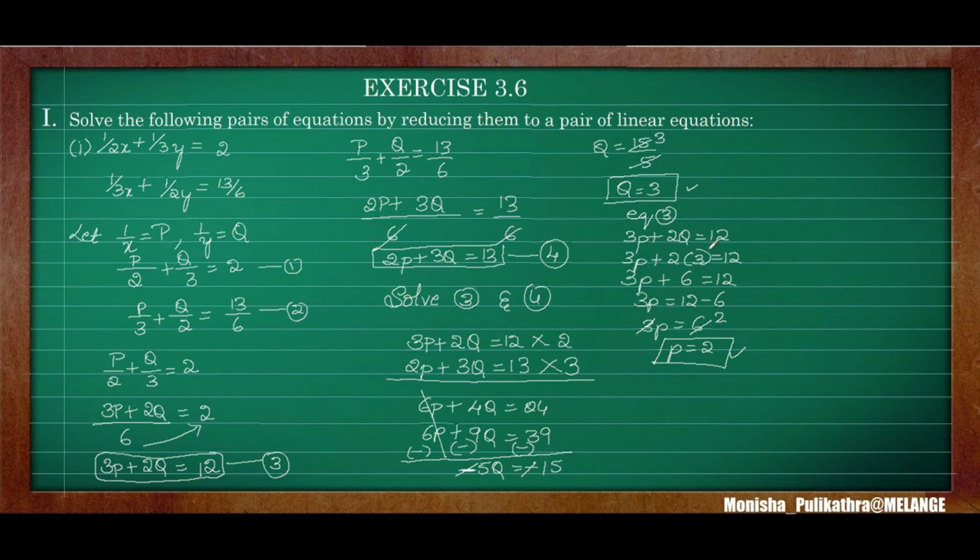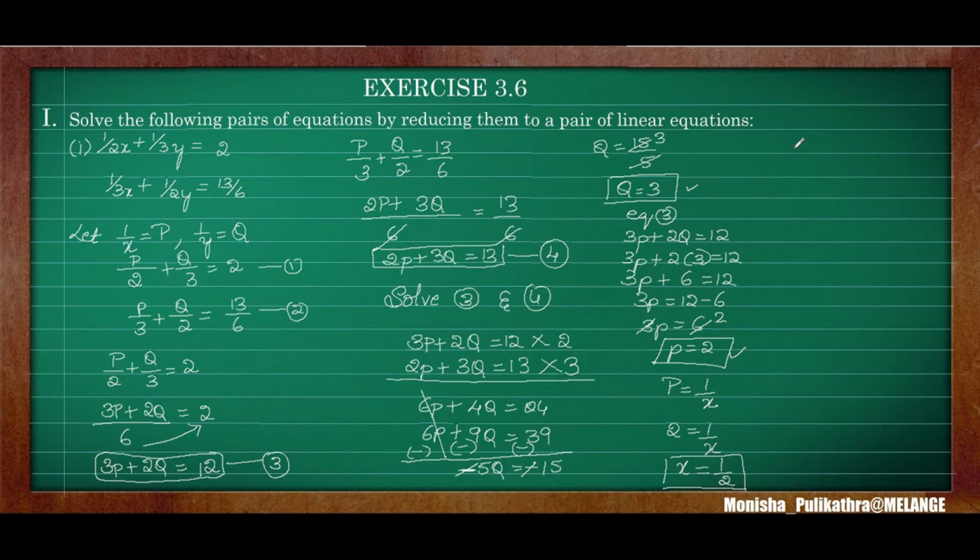But this is not the value we need to find out. We need to find out the value for x and y. So we know that p has been substituted for the value 1 by x. Okay. So p is equal to 1 by x, whereas the p value is 2. So 2 is equal to 1 by x. If 1 by x is equal to 2, then if you take the reciprocal, x will become 1 by 2. So this is the value for x.